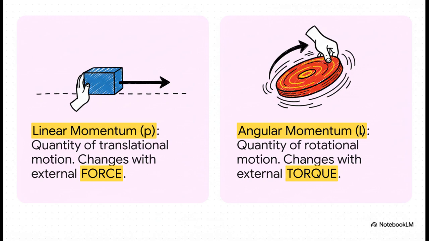And here's the beautiful part. Just like linear momentum only changes if an external force acts on it, angular momentum only changes if an external torque acts on it. See that perfect symmetry? That's what makes physics so elegant.